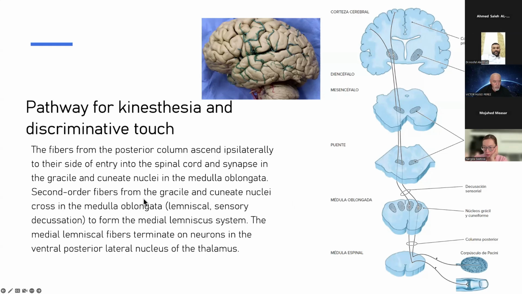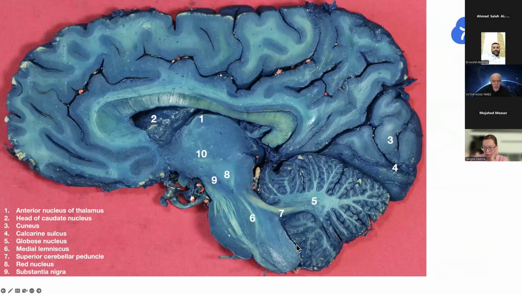So second-order fibers from the gracile and cuneate nuclei cross in the medulla oblongata, the sensory lemniscal decussation, to form the medial lemniscus system. The medial lemniscal fibers terminate on neurons in the ventral posterolateral nucleus of the thalamus. So this is a nice and beautiful picture of a parasagittal cut of the brain.